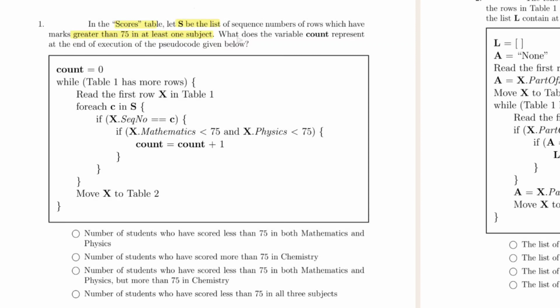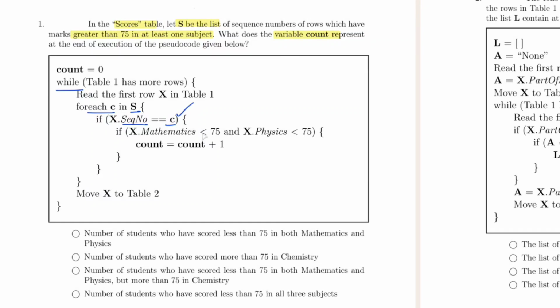Okay. Then we have to tell what the variable count represents at the end of execution of the pseudocode given below. The pseudocode starts with initialization of an integer count equals 0. We have a while loop here, and we read the first row x. For each c in S, if the sequence is equal to c, so basically we are taking a card whose sequence is c, definitely this condition will be satisfied.